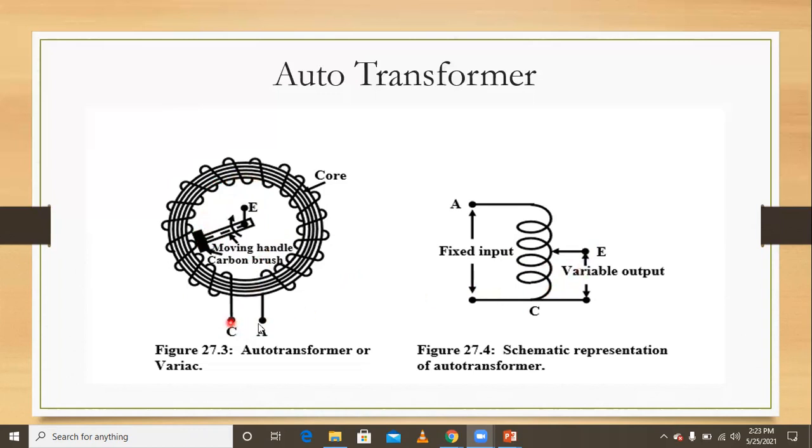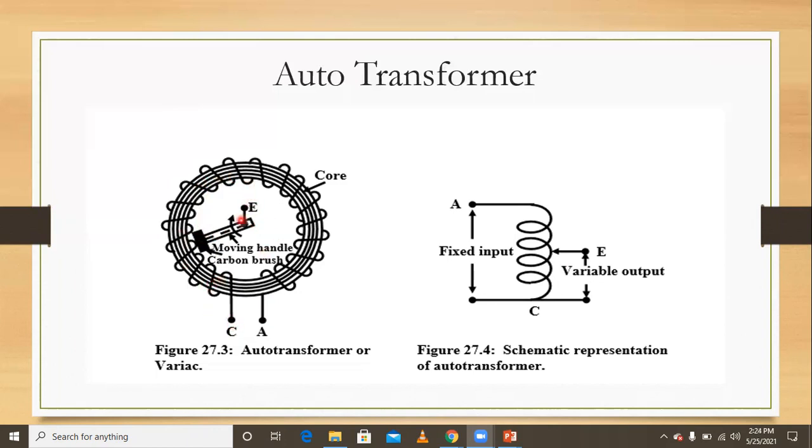Between A and C, the input voltage is 230. Here this is called E, the E handle. This is how the number of turns is considered. If the handle is here, these turns are considered, which means the output voltage changes according to the number of turns. If you change this here, the output voltage is from here to here, you can consider E and C.